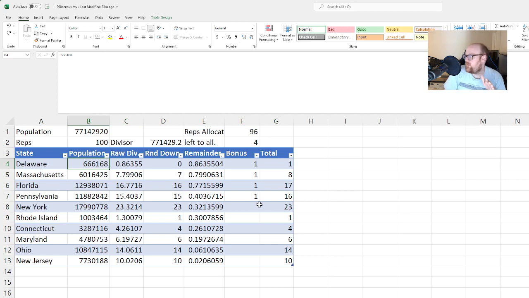There is a reason that the United States doesn't use Hamilton apportionment anymore, because the United States did use it from about 1840 to about 1880. But we will talk about that in a later video.